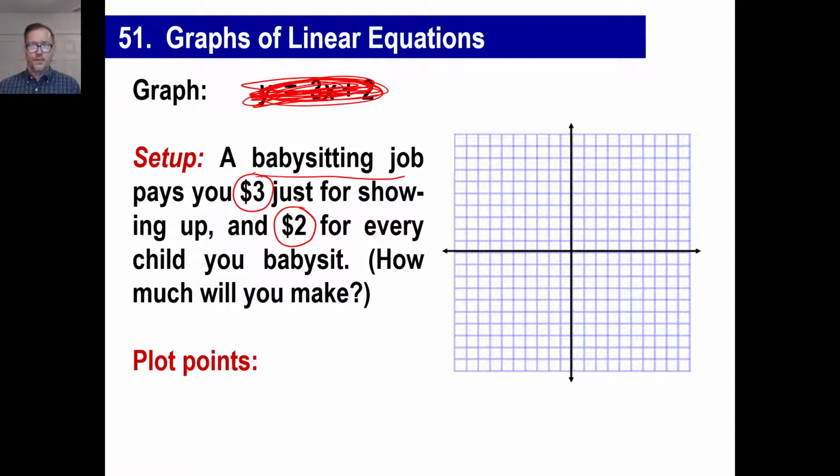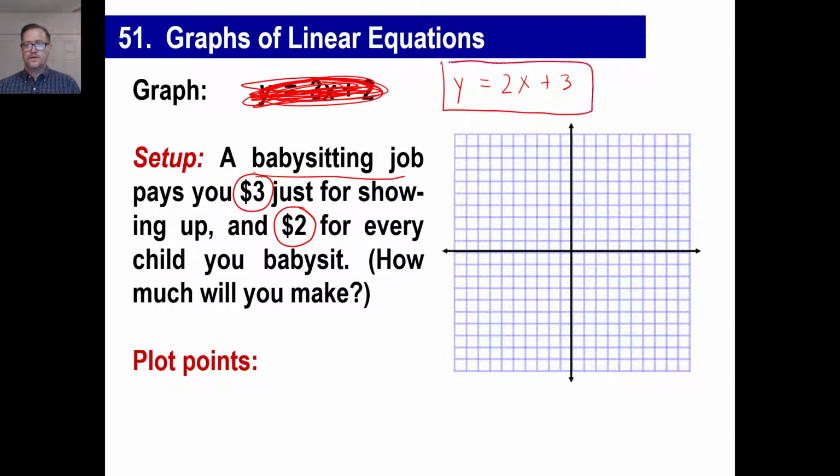The number of kids who show up, right? Okay, so let's call the amount of money you're going to make Y. We usually deal with Y's and X's in these kinds of problems. The amount of money you're going to make is equal to, we don't know how many kids are going to show up, we'll just call it X. We get $2 though for each one, and you get $3 just for showing up. Okay, so that is our equation.